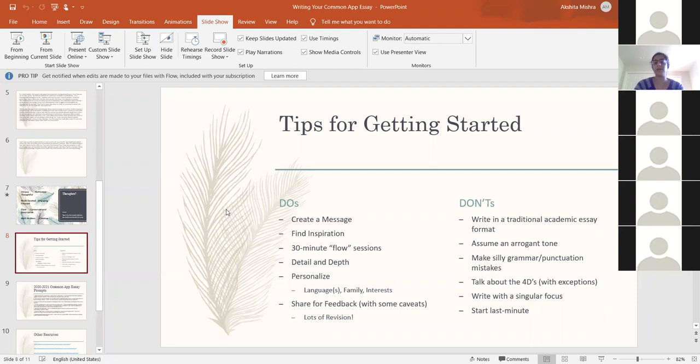Don't talk about the four D's. These include death, depression, drugs, and there's one more. I can't remember the fourth one off the top of my head. But this also has exceptions.